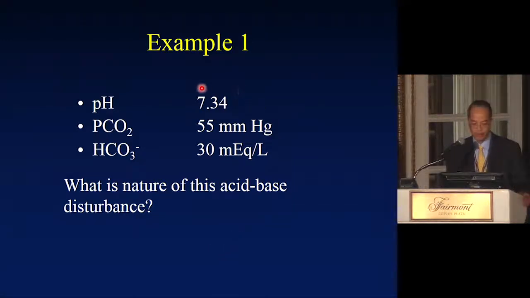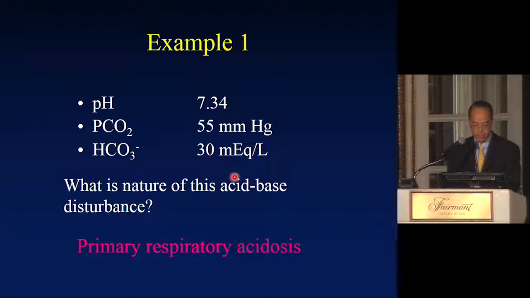So here's a patient with a pH of 7.34 who's obviously acidemic. The PCO2 is elevated at 55, so that would suggest that this is a respiratory acidosis, and the bicarbonate is also elevated, and so we know that that's the expected metabolic compensation for a respiratory acidosis, and it doesn't return the pH all the way back to normal, so it's probably just a simple respiratory acidosis. Okay.